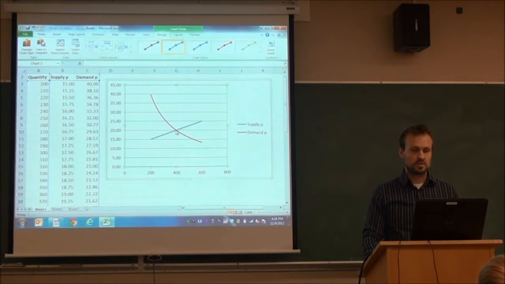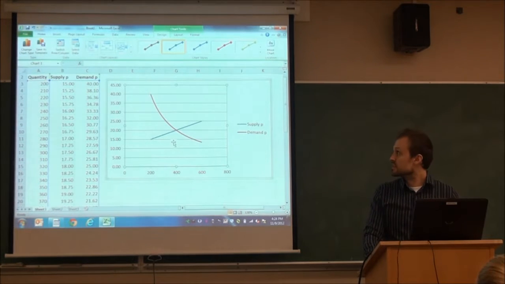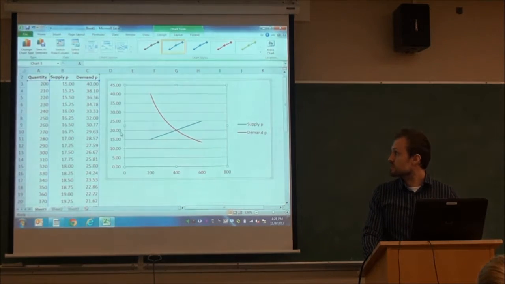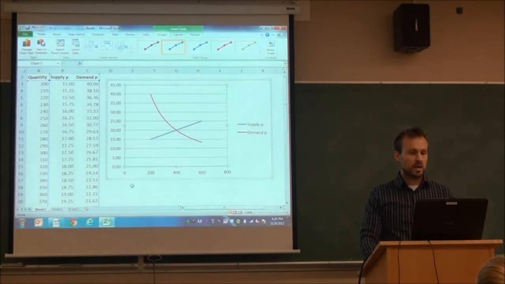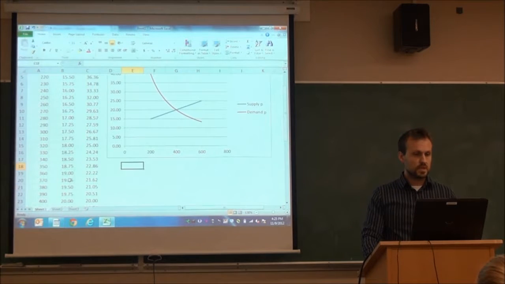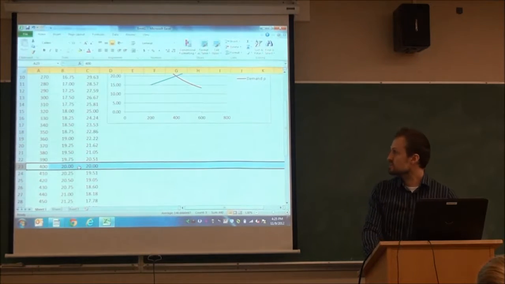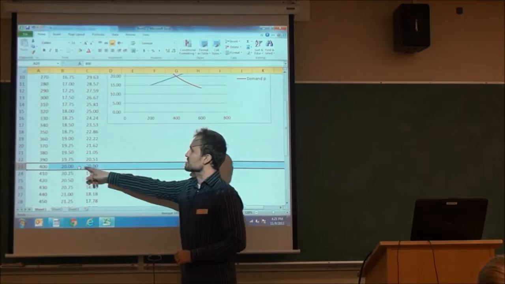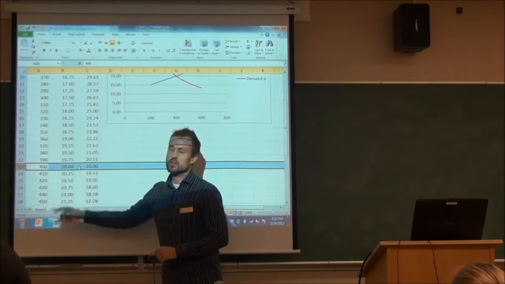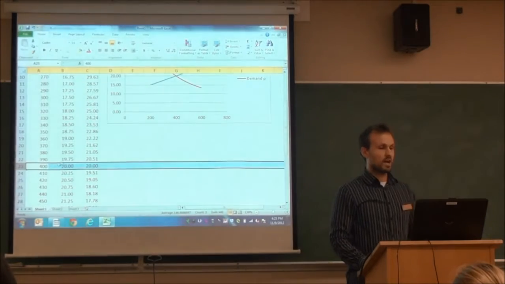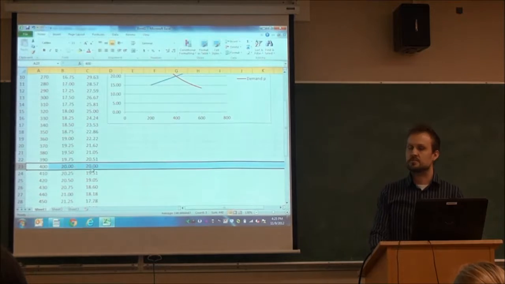And I can look where these intersect. It seems like they intersect around 400 with a price of 20. Now I can go to my table and say, well, around 400, oh yes, the price values are the same. So this confirms that this is where they intersect. It's the Q value that gives me the same price value.